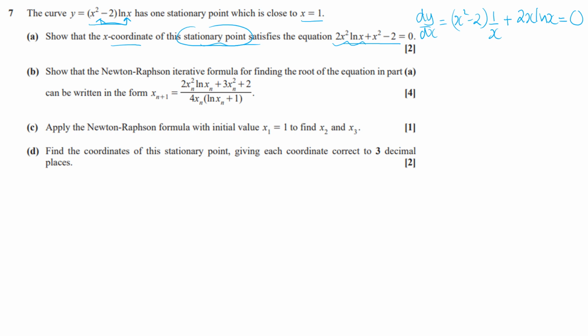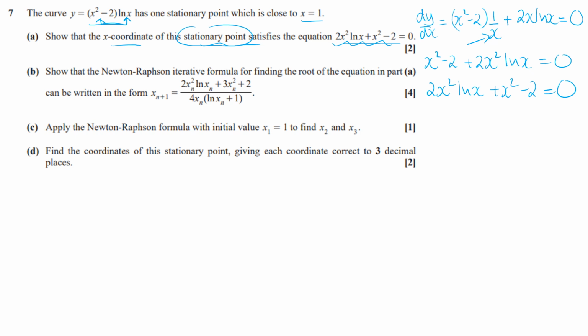Now, to get what we're after, all we need to do is clear these fractions, clear this denominator, and multiply throughout by x, and that will give us x squared minus 2 plus 2x squared multiplying by x ln of x, still equal to 0. Then all we need to do is rewrite it the way they've got it. They've got the 2x squared ln of x term first, plus x squared minus 2 is equal to 0.